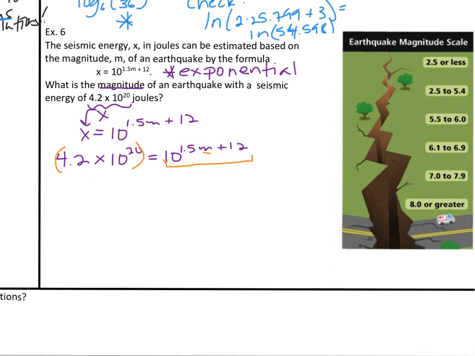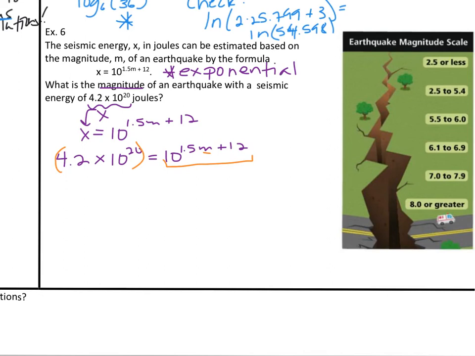All right, getting back to that right-hand side. 10 to the 1.5 m plus 12 power. If we're solving an exponential equation, step 1 is to isolate the base. And notice that 1.5 m plus 12 is the entire exponent. I'm not moving anything over.